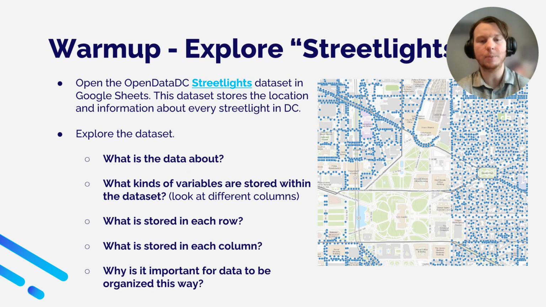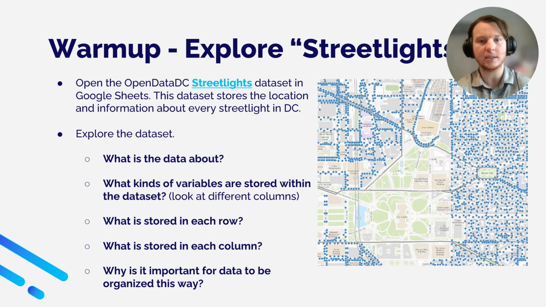Students can open the Open Data DC Streetlights dataset in Google Sheets. This dataset has a bunch of different information, location and what it's made out of and what the pole it's connected to is made out of, information about every streetlight in DC. We want students to spend a few minutes exploring the dataset.